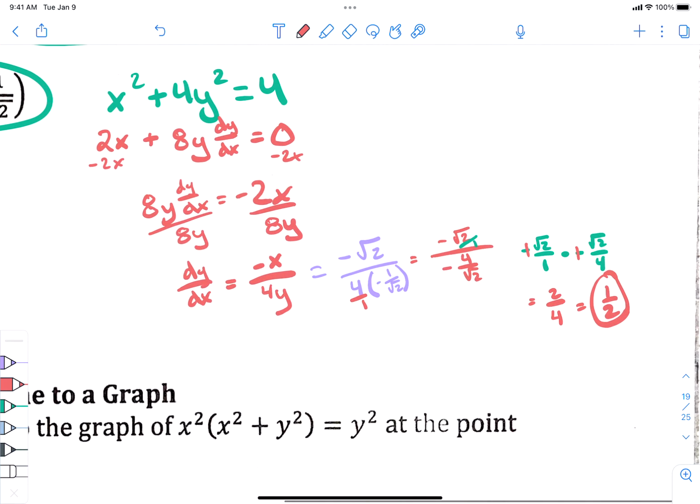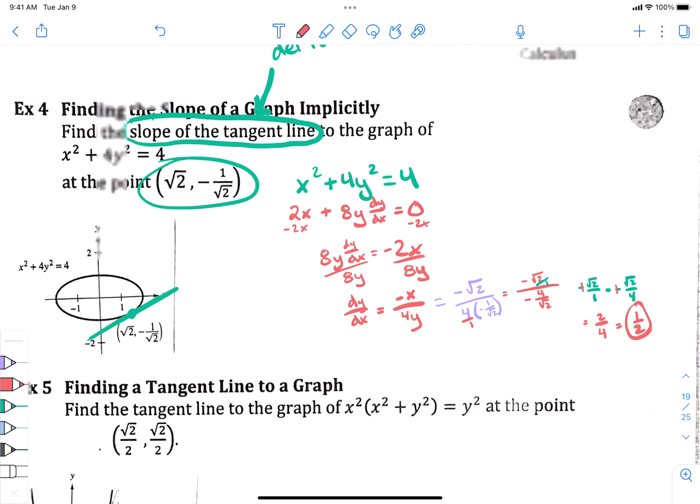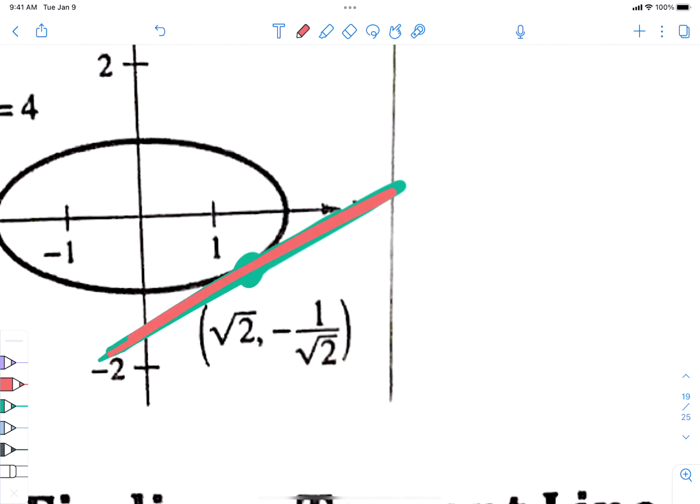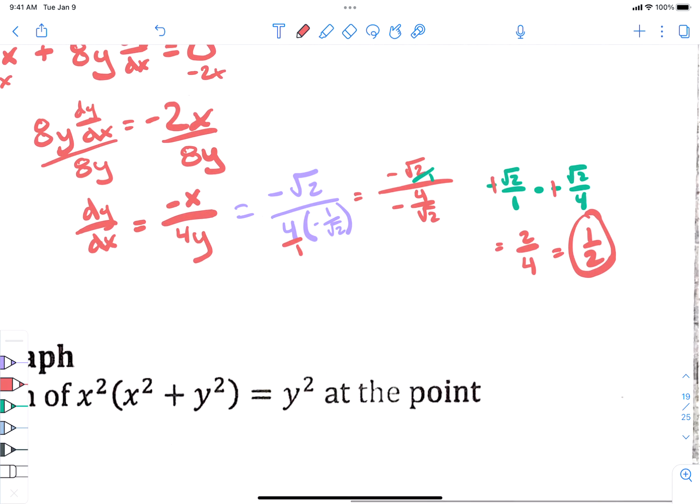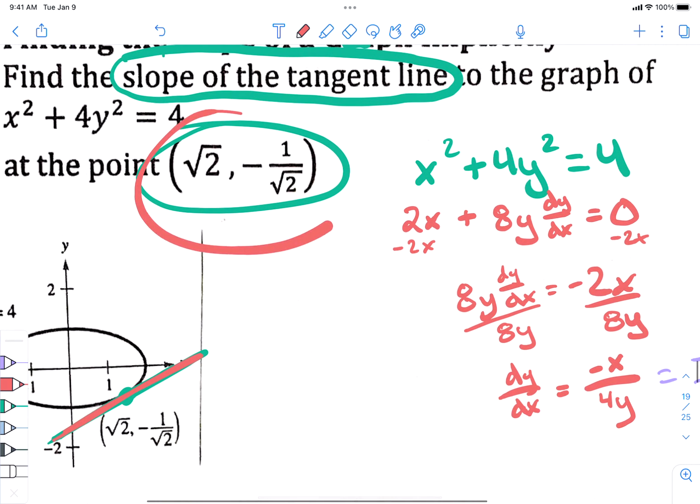What does that mean? That's the slope of the tangent line. This tangent line is going up 1 and over 2 as we go through there, right? That's the slope of the tangent line. And we did that tricky implicitly. It wasn't too bad. If it had a really nice point to plug in, that wouldn't be really bad. Even the implicit part was not hard to find. It was the plugging in of the point that was probably the hardest.